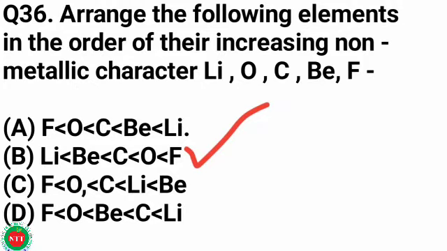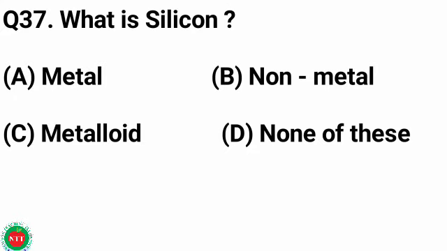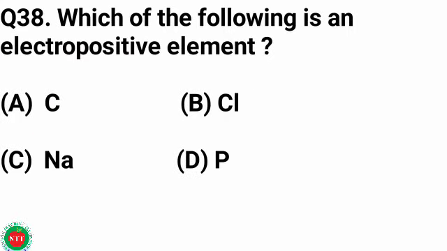Question number 37. What is silicon? Metal, non-metal, metalloid, D. None of these. The right answer for this question is metalloid. It has both the properties of metal and non-metal. Question number 38. Which of the following is an electropositive element? A. C, B. Cl, C. Na, D. K. Carbon, chlorine, sodium, potassium. The right answer for this question is sodium.